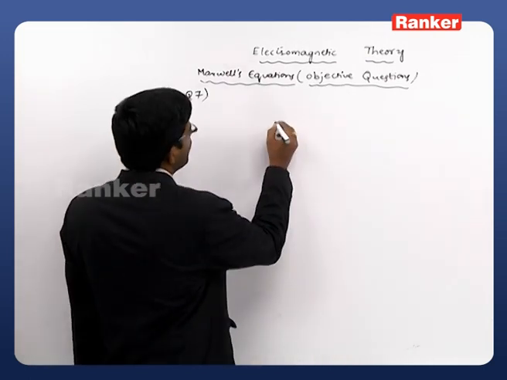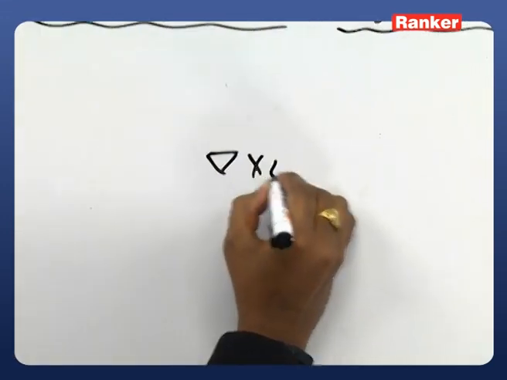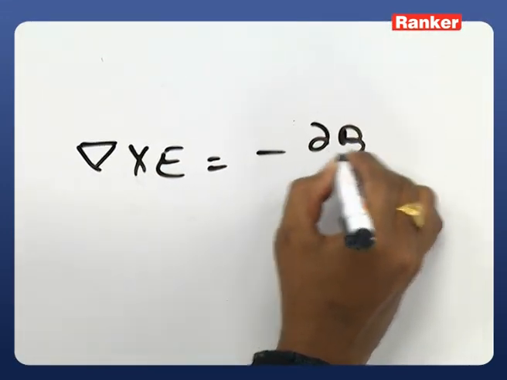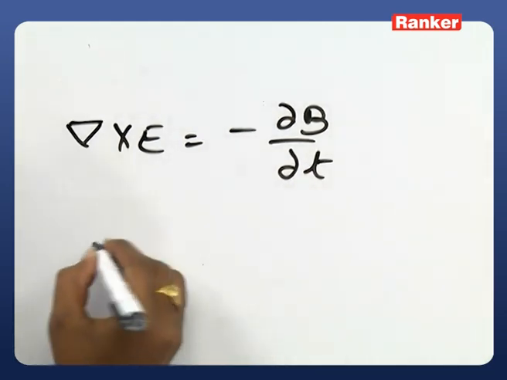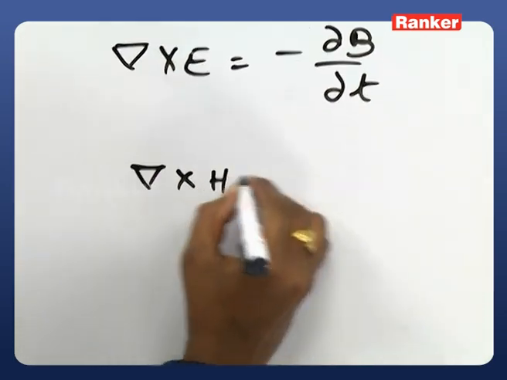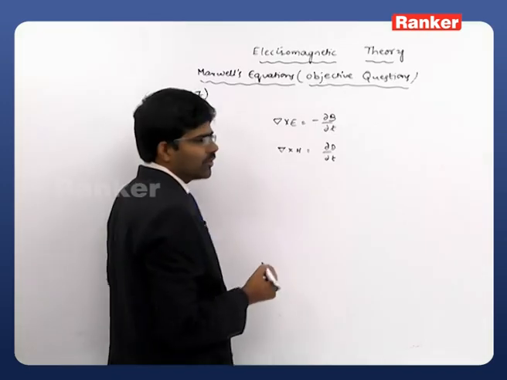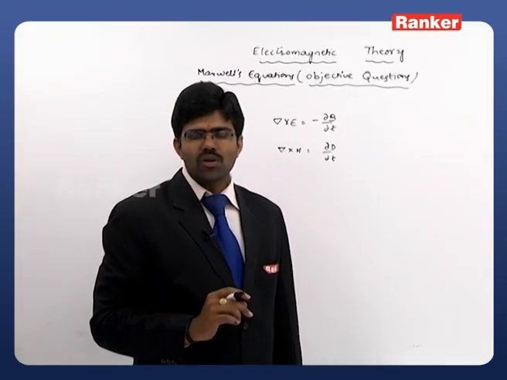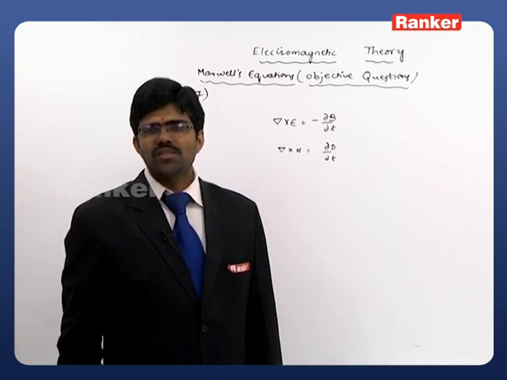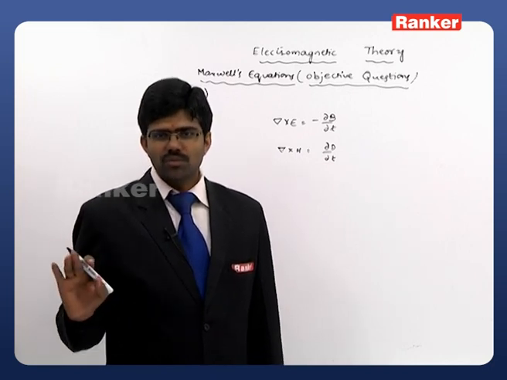From Ampere's law, directly we can write del cross E equals minus dou B by dou T, and what we have, del cross H equals dou D by dou T. So here I am ignoring the conduction current density J because the radiation may be in free space, and for free space sigma equals 0.